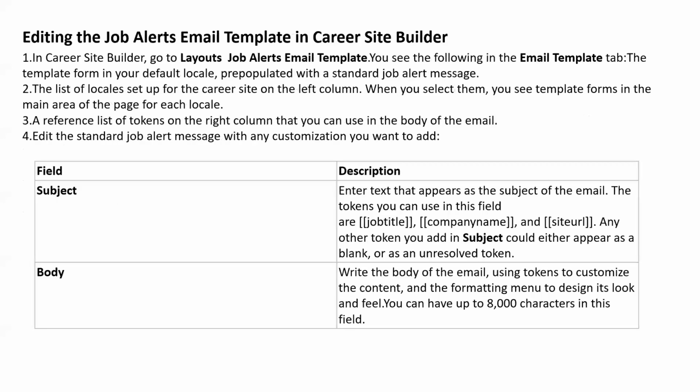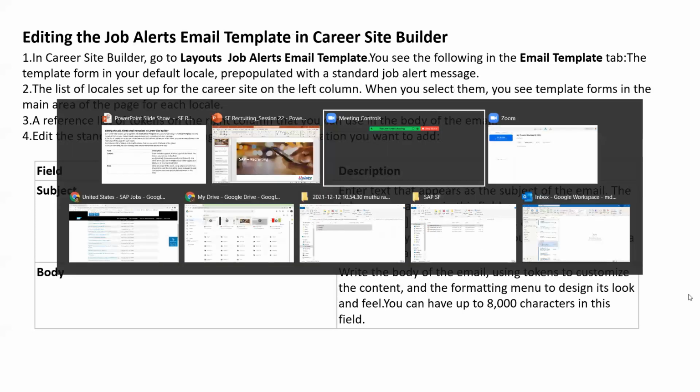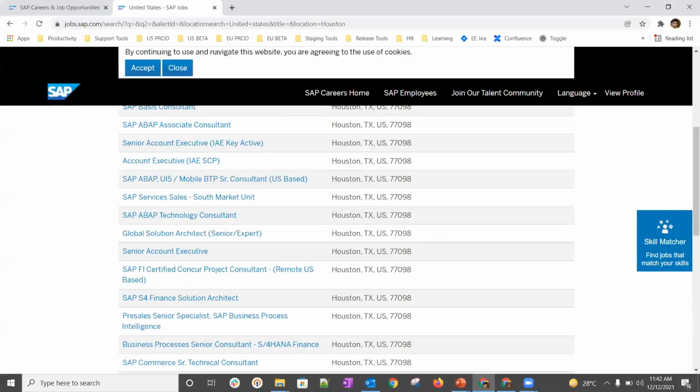Editing the job alert email templates. Okay, now let's take a look at the job alerts. Let's say I want to apply for a job here. I'm just going to switch my screen to SAP. Now I want to apply for a job as an account executive. I'm just clicking on it.